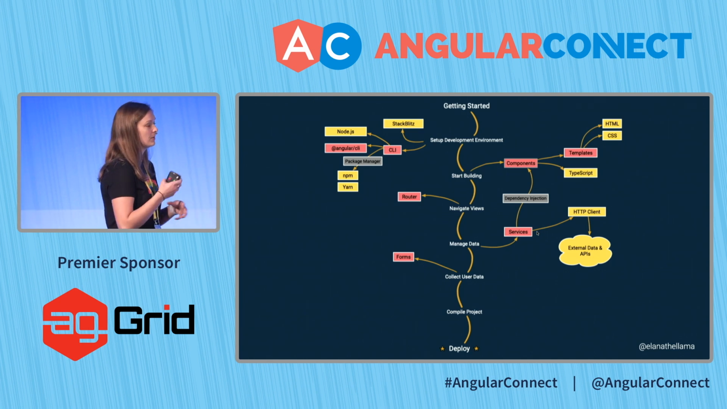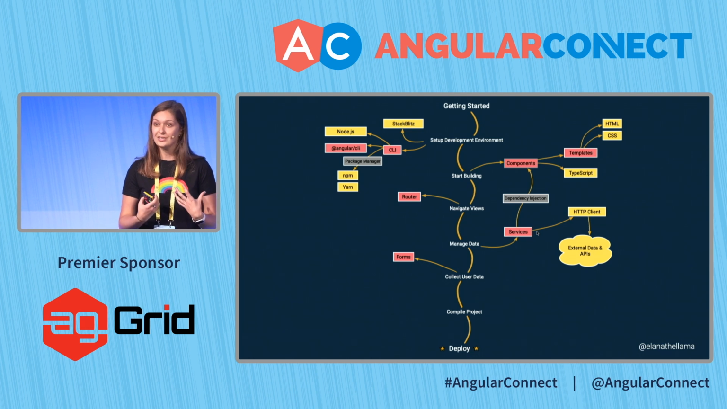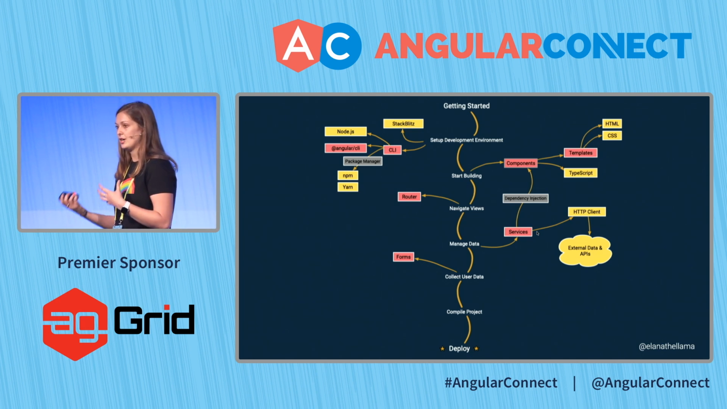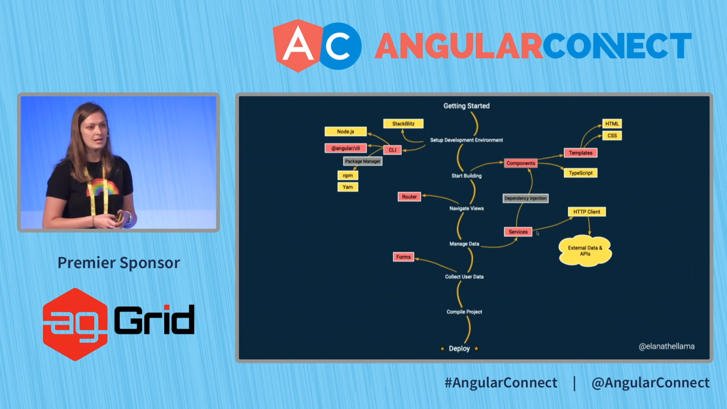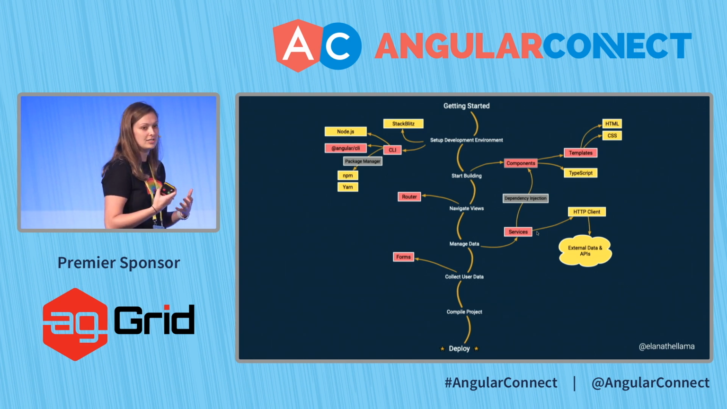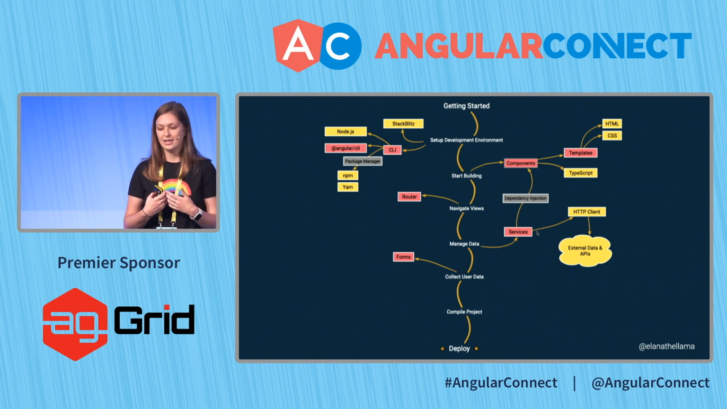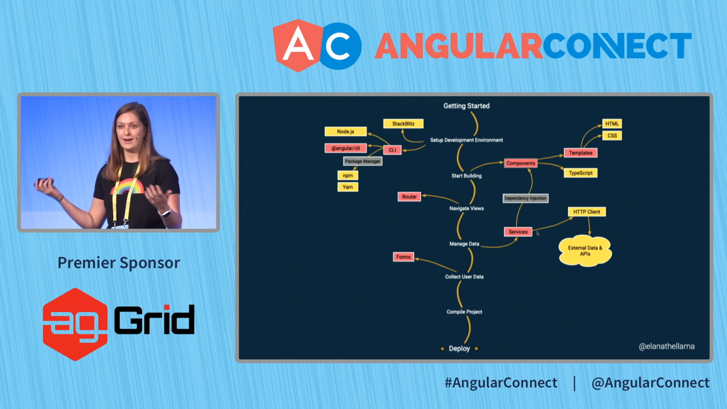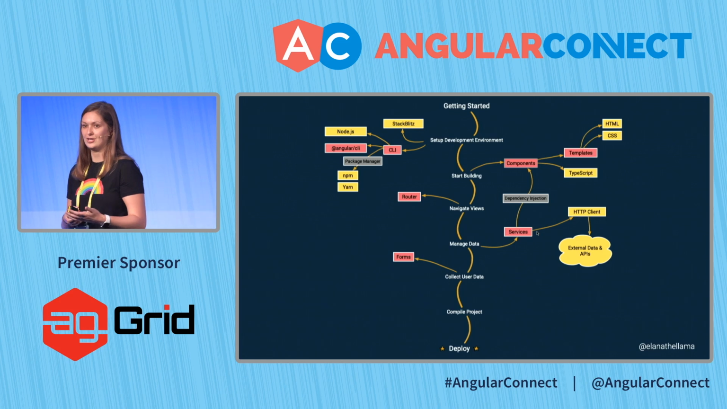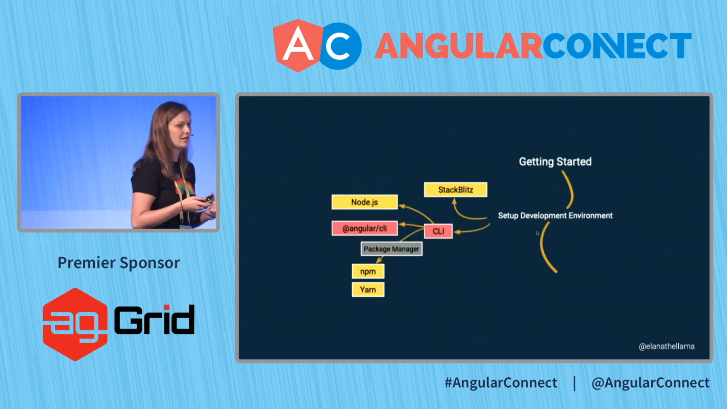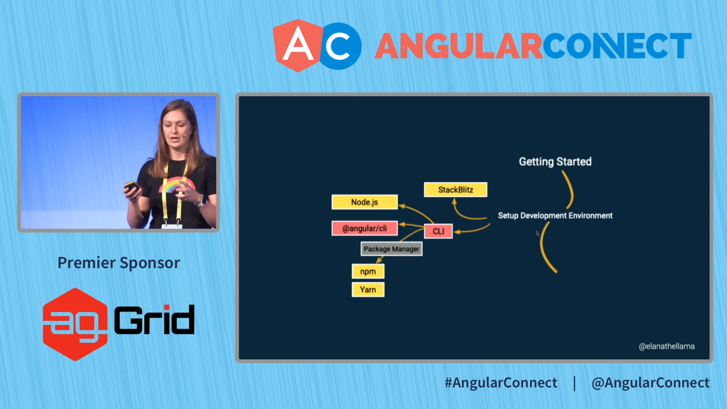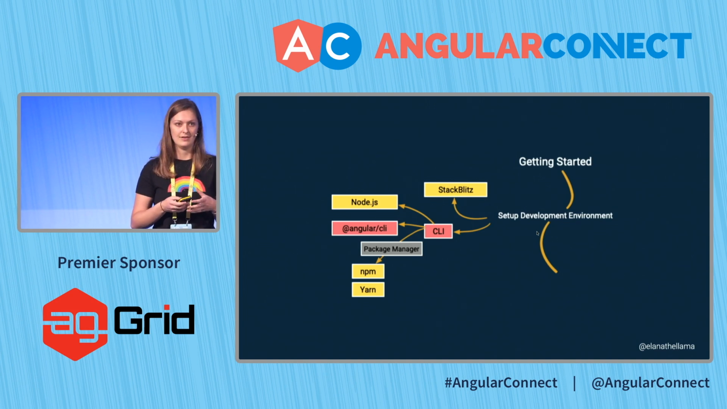Then we move into building, where you're going to start using components, and you'll be able to start navigating through different views with your single-page application. You'll then start managing data and taking in user data, compiling your project, and finally deploying it. You have an application. So the first step of this Getting Started guide is setting up your development environment.